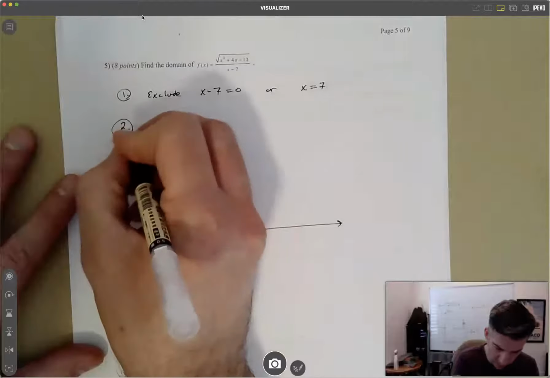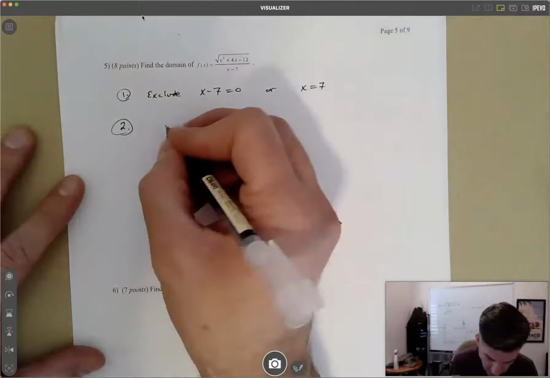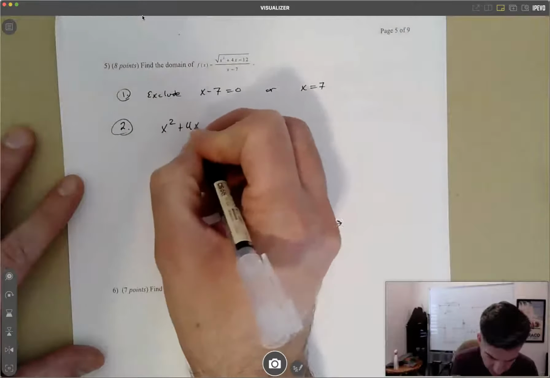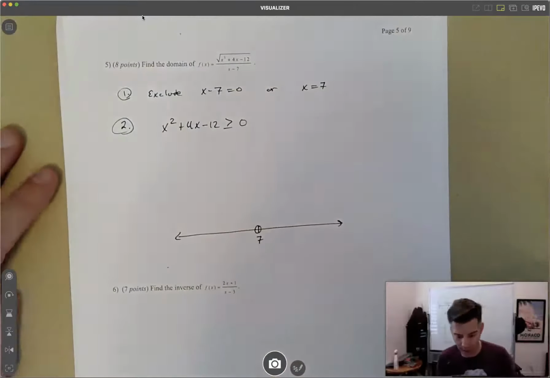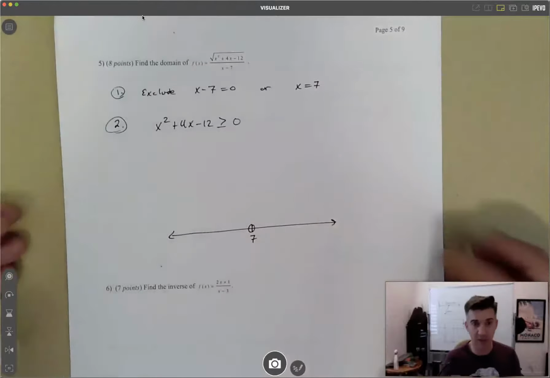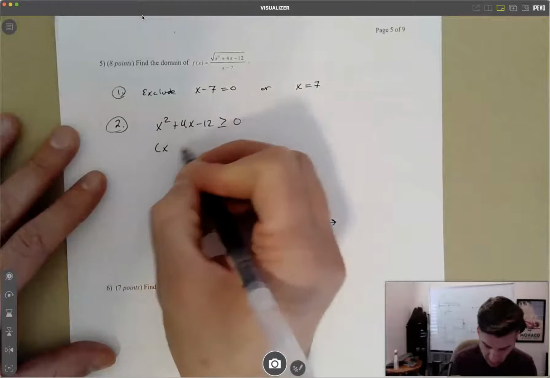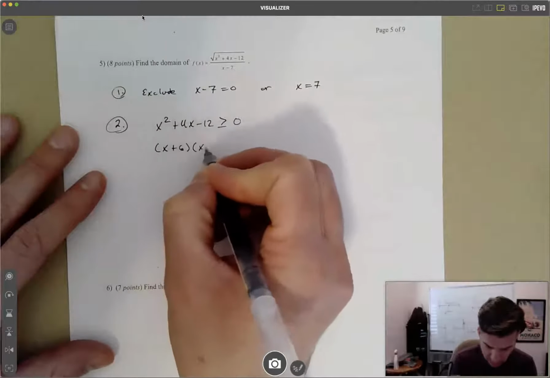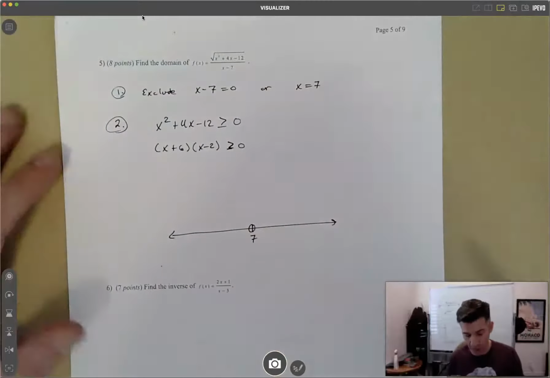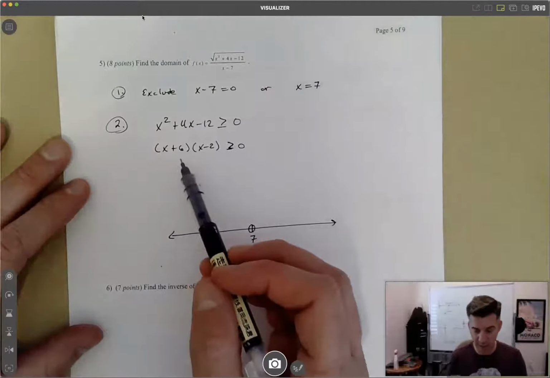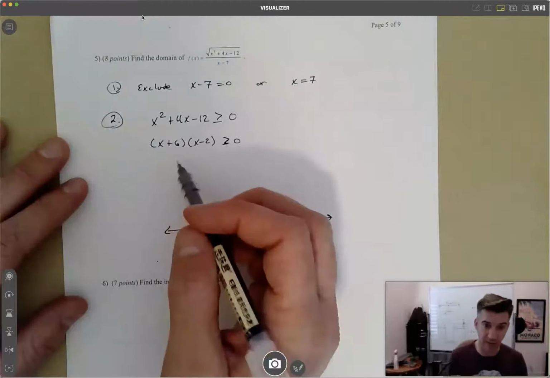The second thing we have to be aware of is that the insides of the square root have to be greater than or equal to 0. So we need x squared plus 4x minus 12 to be greater than or equal to 0. This should factor. I'm not generally the kind of person that's writing things that don't factor on exams. This factors as x plus 6 times x minus 2 bigger than or equal to 0. Now be careful. I saw a few of you do this on the homework. We can't write that each factor is bigger than 0. We can't say that x is bigger than -6 and x is bigger than 2.